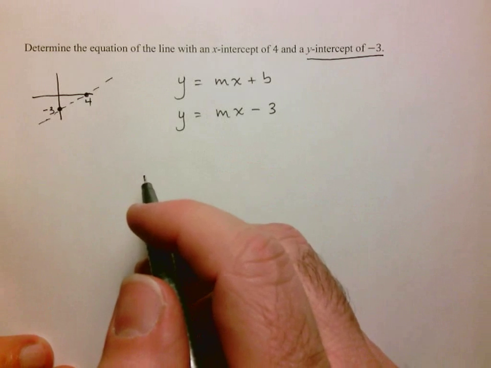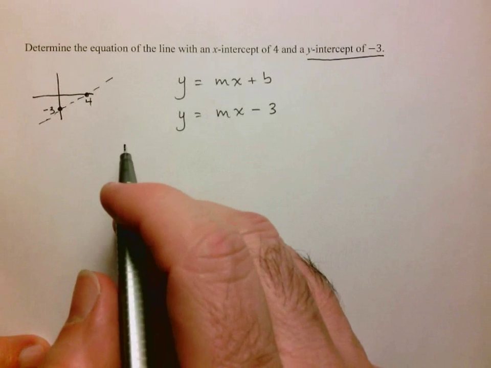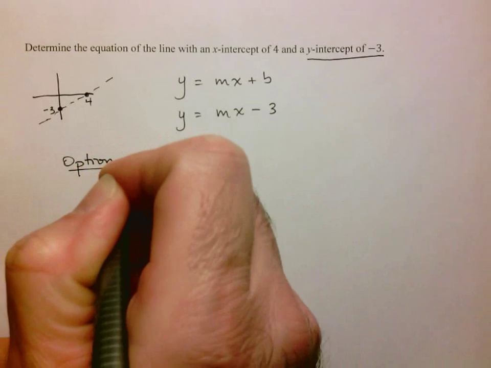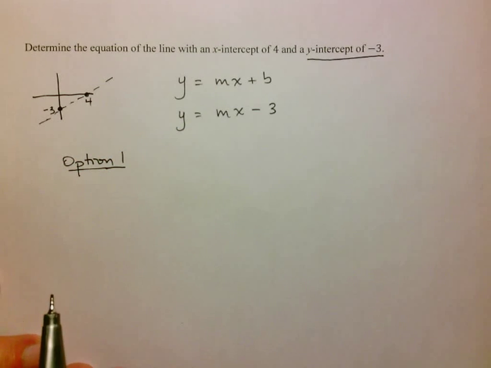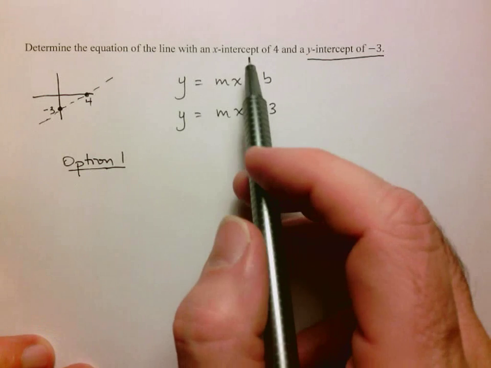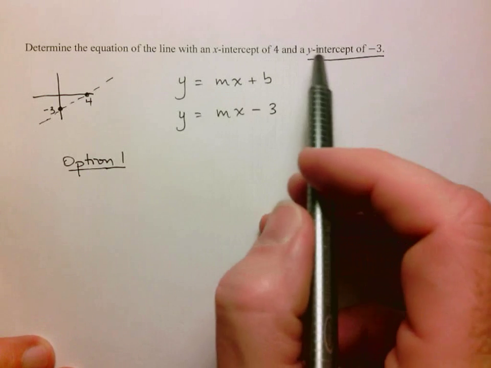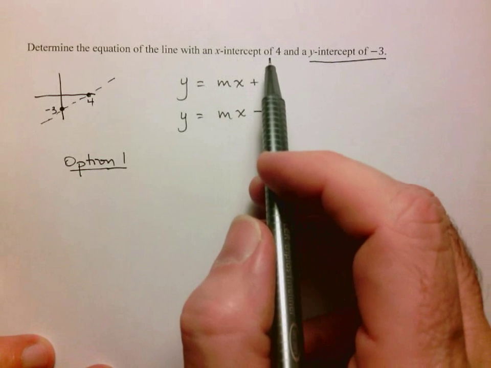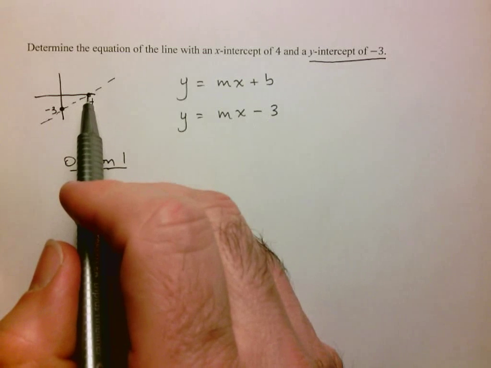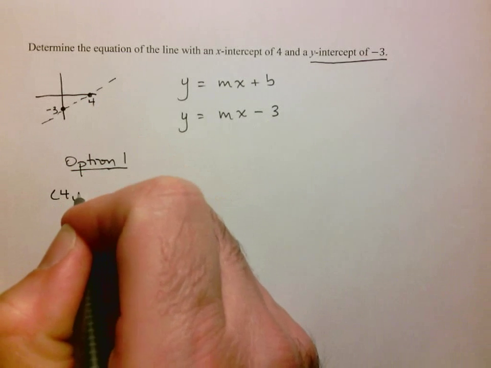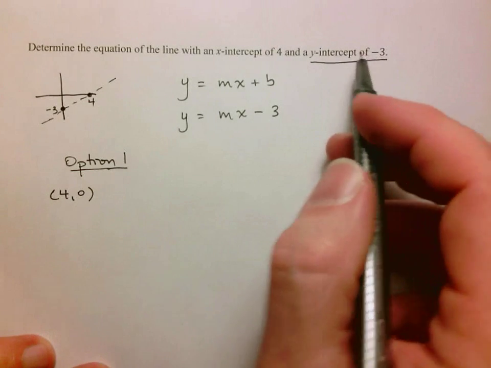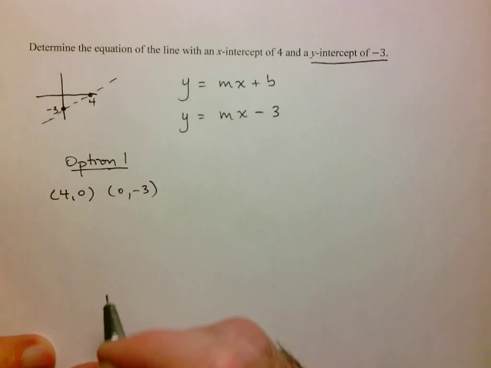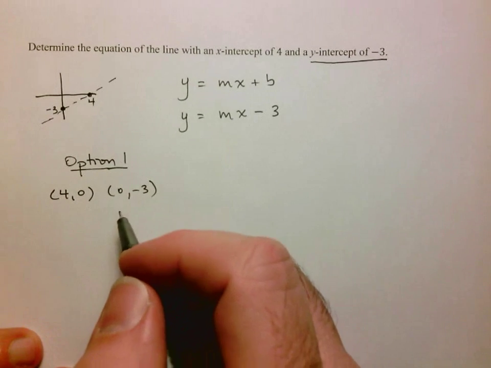I'm going to show you how to do this in two ways here. I'll do what I'd say is the longer way first. If you don't think of the second option that I'm going to show you, you can always do this. Option 1 is to recognize that these two pieces of information relate to two points. The x-intercept indicates that the point (4, 0) is on the line. And if the y-intercept is -3, that means the point (0, -3) is also on the line. I can now use these two points to find the slope.